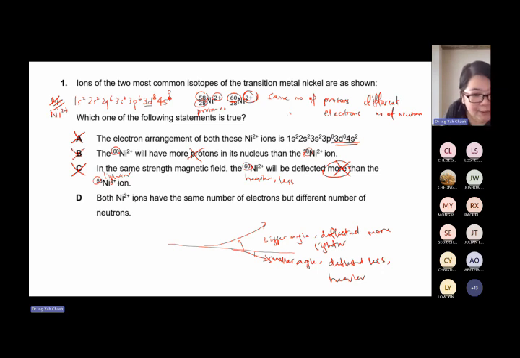So our answer should be D, but let's still go through and check. Both nickel 2+ ions have the same number of electrons, but different numbers of neutrons. Let's look at the definition again: same number of protons means same number of electrons, but different number of neutrons. So that is correct. The answer to question 1 is D.